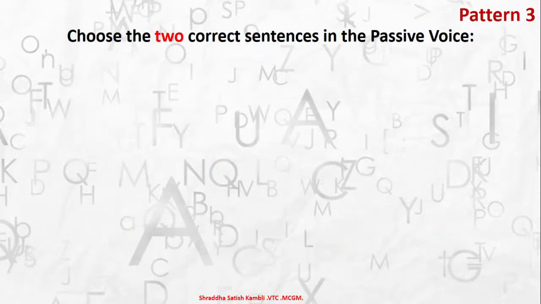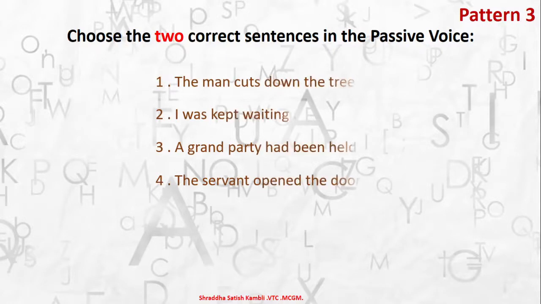Let's move on and go to pattern 3, where you will have to choose the 2 correct sentences in the passive voice. 2 correct sentences. So now you will encircle, darken 2 circles, okay, for your answer to be right. So here we have the sentences. The man cuts down the tree. I was kept waiting. A grand party had been held. The servant opened the door.